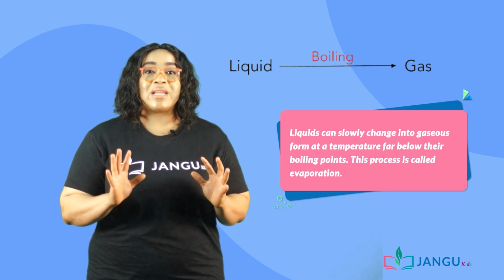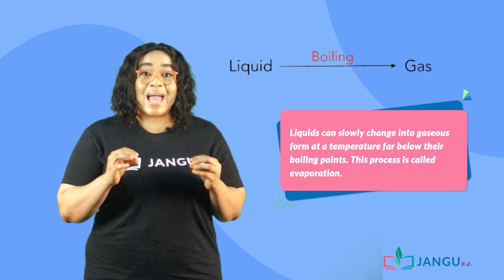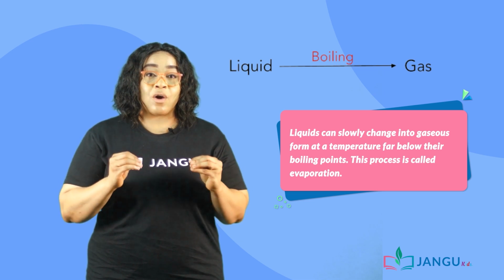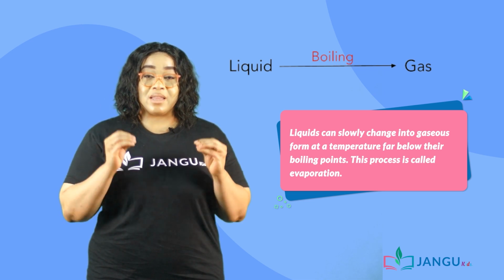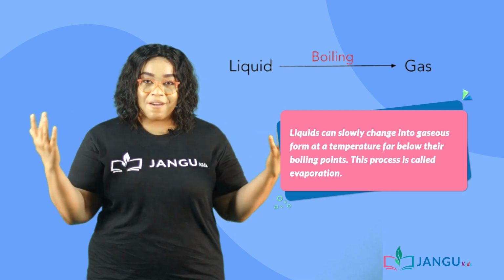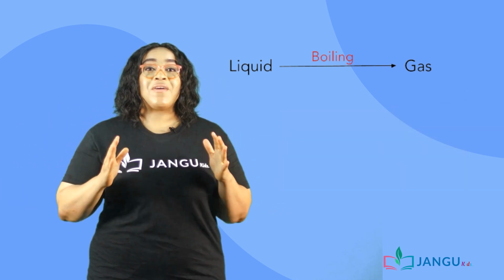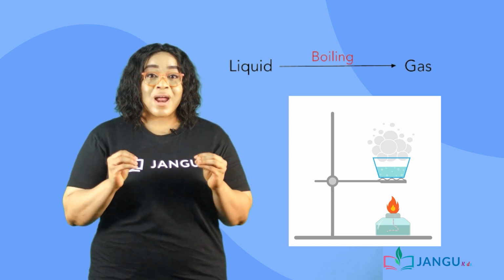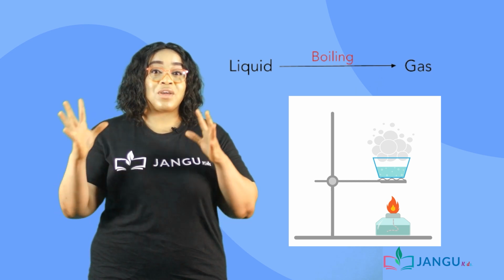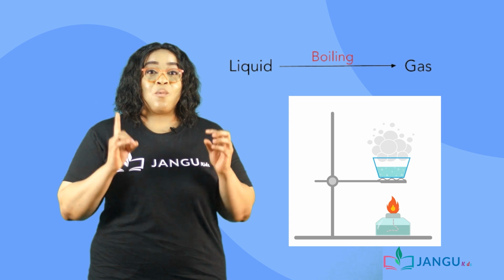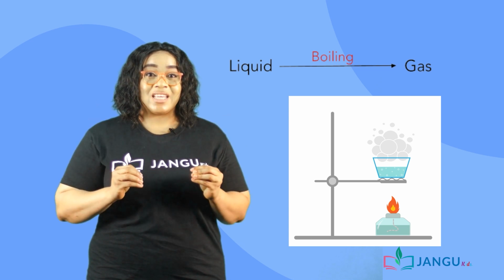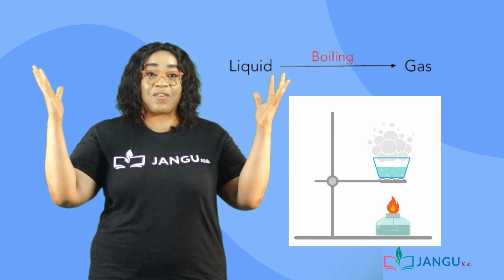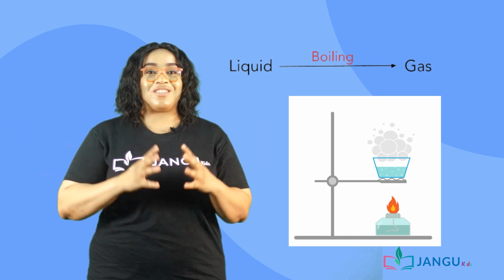Liquid can slowly change into gaseous form at a temperature far below their boiling points. This process is called evaporation. During evaporation, the molecules gain energy from the surroundings and start moving faster. When they get enough energy, they escape into the atmosphere, leading to evaporation.